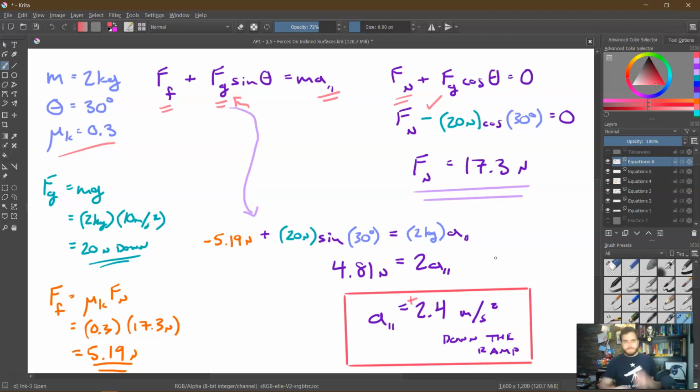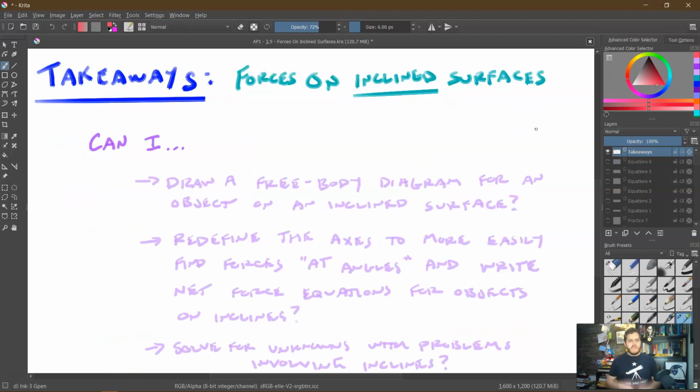So we have taken only a few pieces of information, including the angle of the ramp, and I was able to find how much this object was accelerating as it moved downward. So what are the main takeaways for this lesson of forces on inclined surfaces? Well, we're really going to start piecing together everything we've learned about forces up to this point, but we're no longer going to look at flat surfaces, we're going to tilt them.